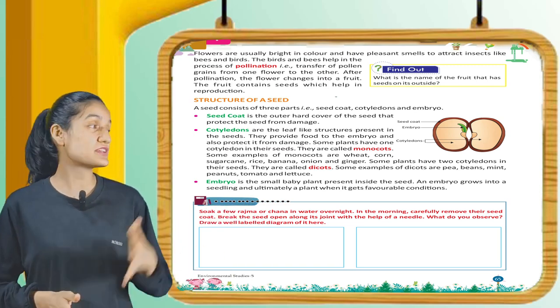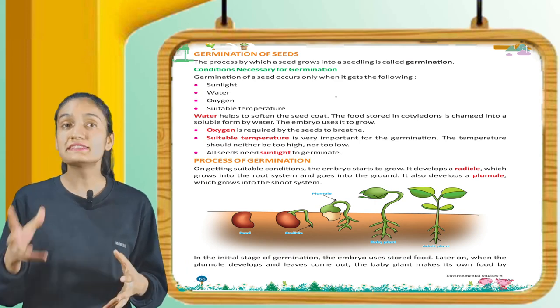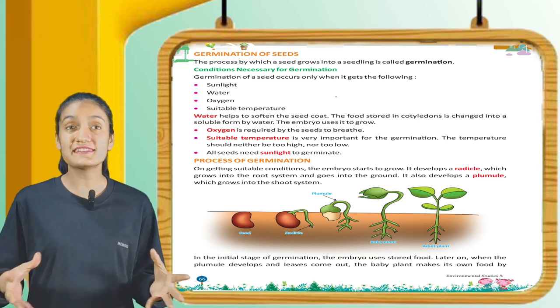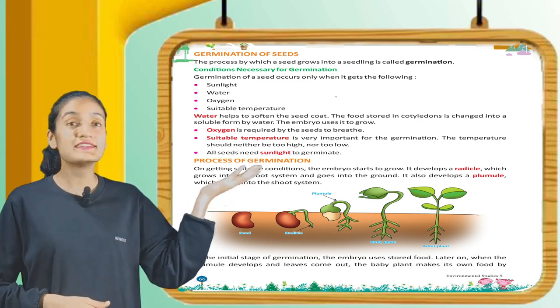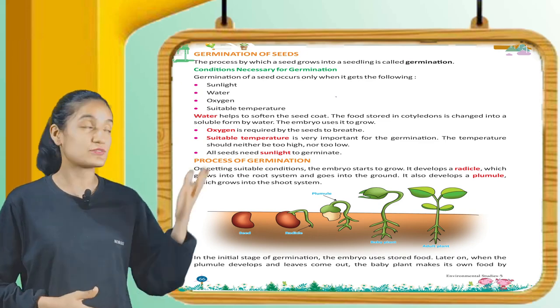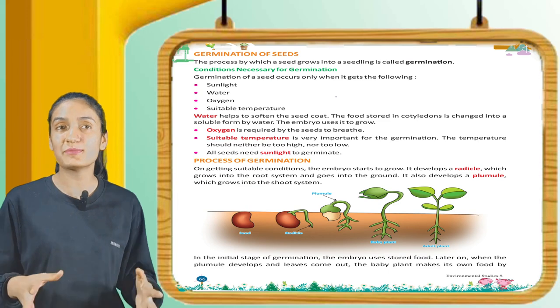Now it's time for the topic germination of seeds. The process by which a seed grows into a seedling is called germination. Conditions necessary for germination. Germination of a seed occurs only when it gets the following. What are those? Sunlight, water, oxygen and suitable temperature.